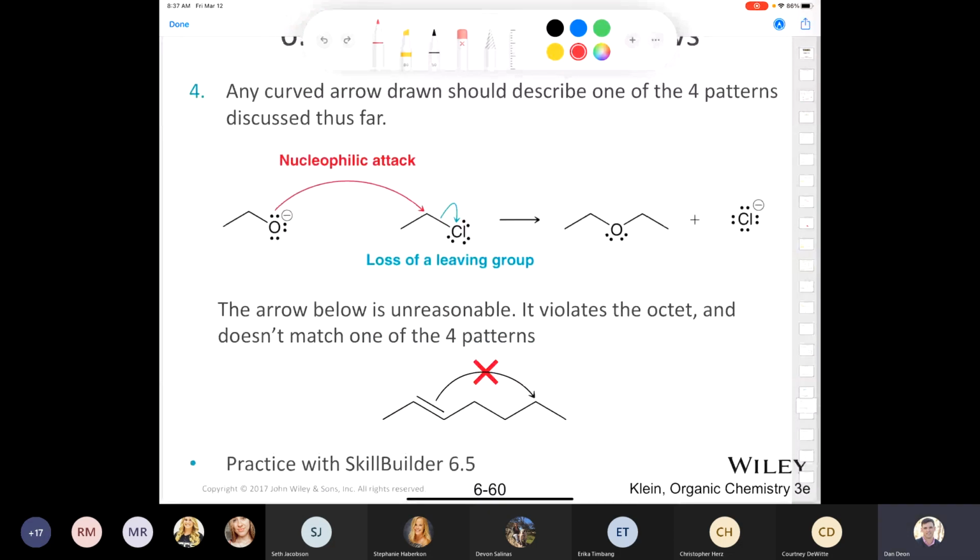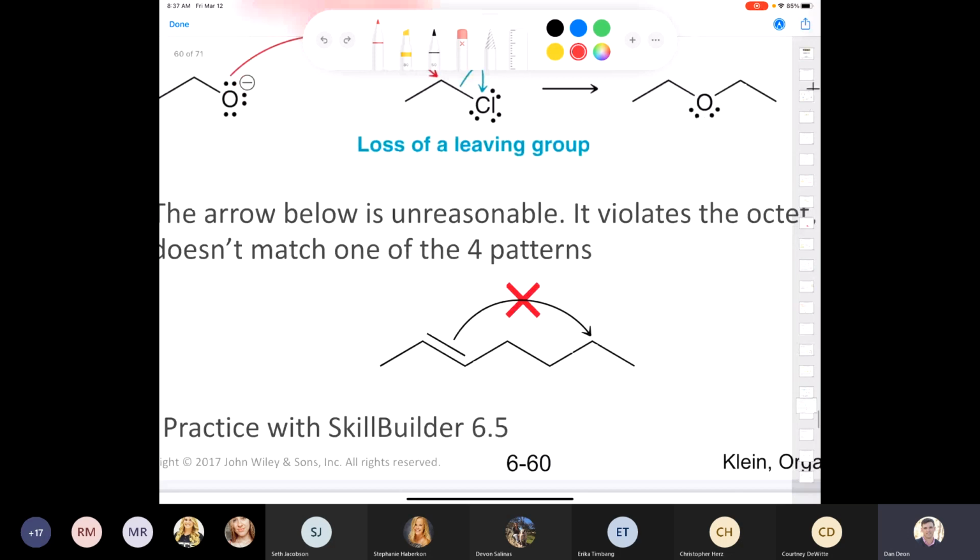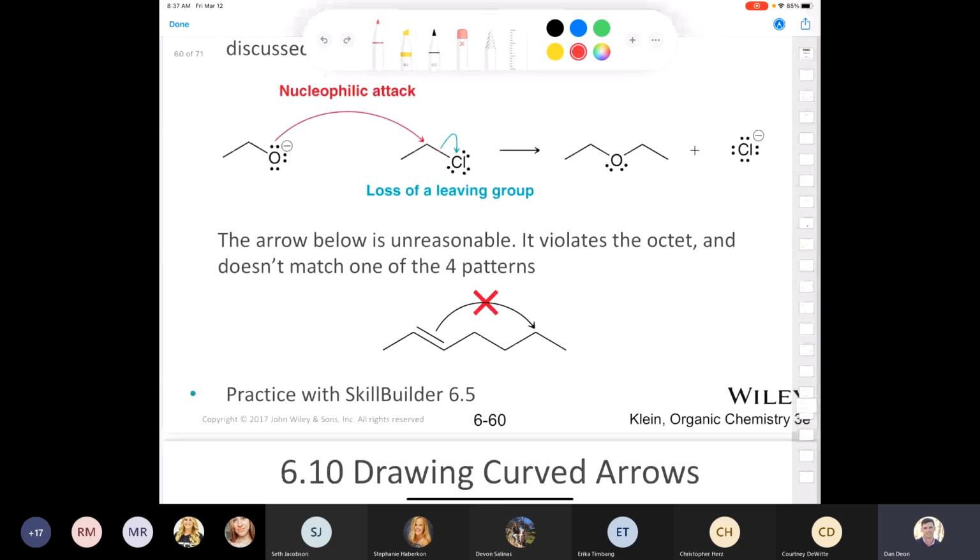If you draw an arrow, it's got to represent one of the 4 patterns that we've looked at, right? If you draw something like this, that is just crazy. I don't even know what's going on there, okay? And sometimes I'll see students draw wacky arrows, but you see how you're starting on a pair of electrons. That's cool, but you're ending up way over here, okay? It's totally unreasonable. You're violating the octet rule, right? Because this is a CH2, you'd have 5 bonds. So that's just way off in left field.